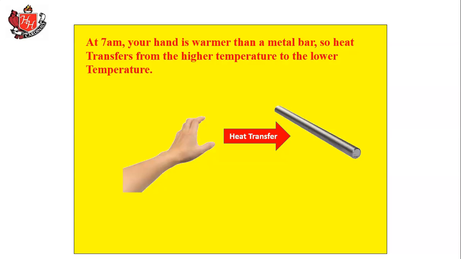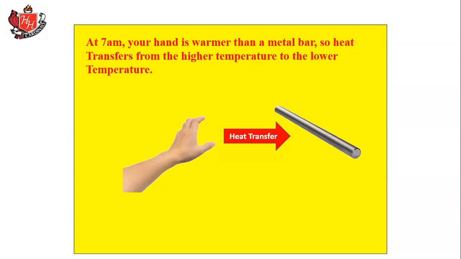So at 7 a.m., your hand is warmer than the metal railing outside at the school. So the heat transfers from the higher temperature to the lower temperature. That is from your hand to the metal bar. So your hand has a certain temperature inside of it. Your body temperature is typically around 98 degrees. And that metal bar is pretty cold at 7 in the morning. So your hand is going to be warmer than the metal bar. But that's not heat. That's temperature.